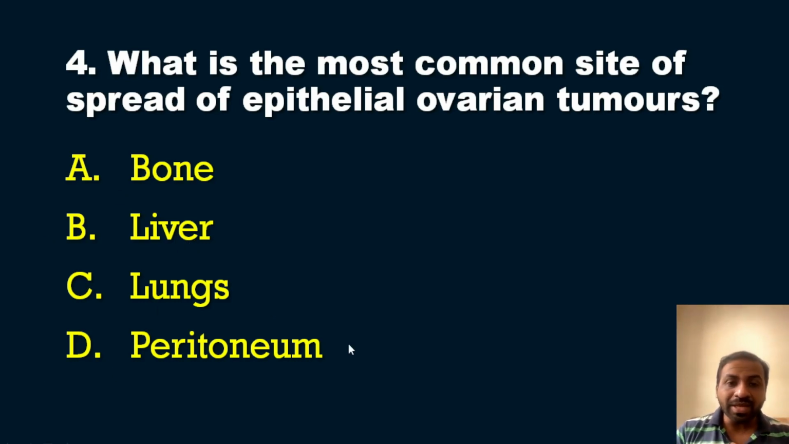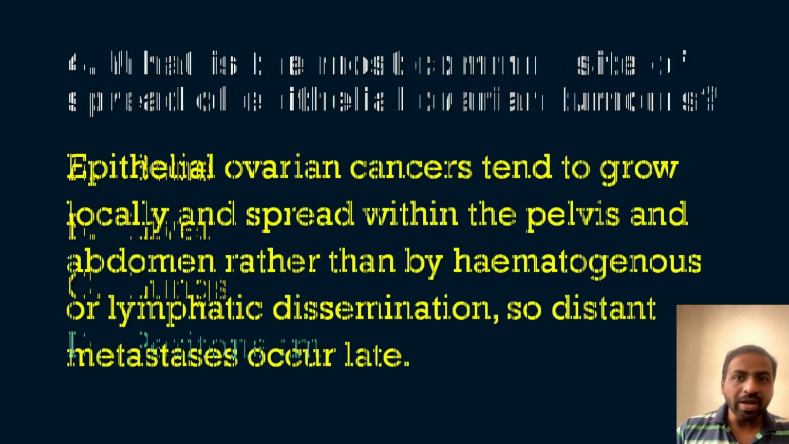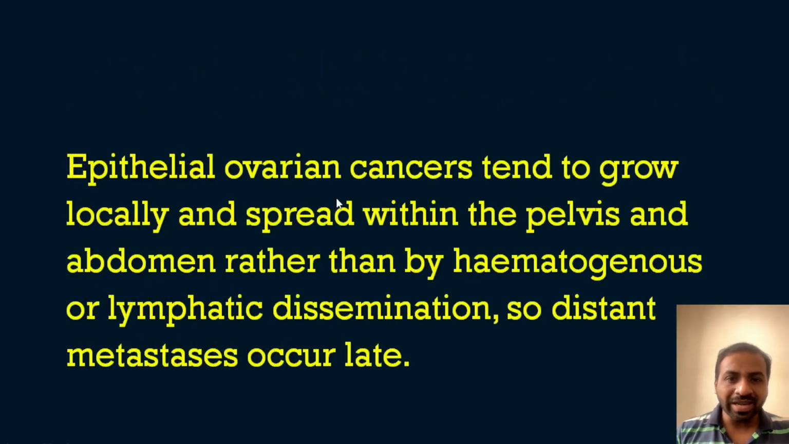So where can epithelial ovarian tumors spread? What is the answer? Here the answer is option D, that is peritoneum. Peritoneal spread will be more for the epithelial ovarian tumors. Why? Because epithelial ovarian cancers tend to grow locally and spread within the pelvis and the abdomen rather than by hematogenous or lymphatic dissemination. So distant metastasis occurs very late.